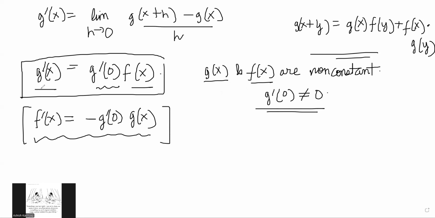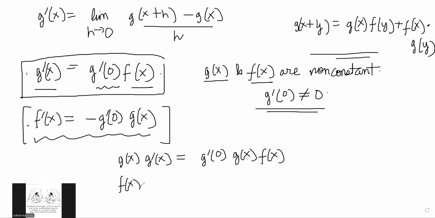How do I combine them? I'll multiply by g of x here and multiply by f of x here. So you will get this. g of x, g dash x is equal to g dash 0, g of x, f of x. And here you have f of x, f dash x is equal to minus g dash 0, g of x, f of x. So notice the RHS is equal and opposite.